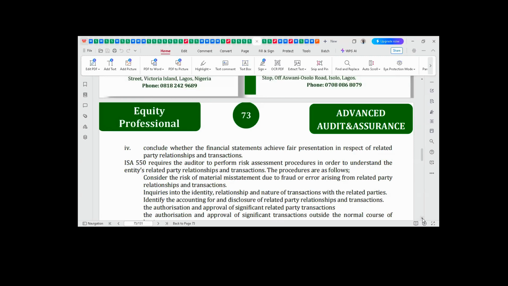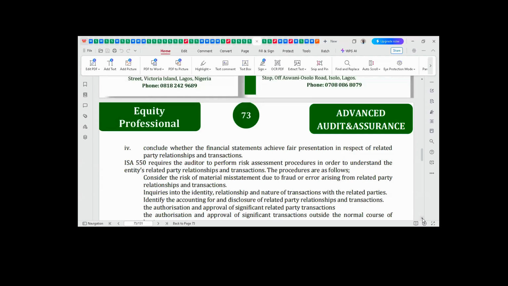Number 1, you need to consider the risk of material misstatement due to fraud or error arising from related party relationships and transactions. That's what I just said. That's why I use the example of PMS. Some bought it at 850, some people bought it at 750. You can see the wide gap: 28,050,000, 24,750,000. You can see the gap.